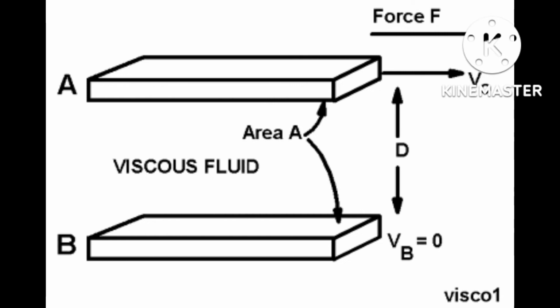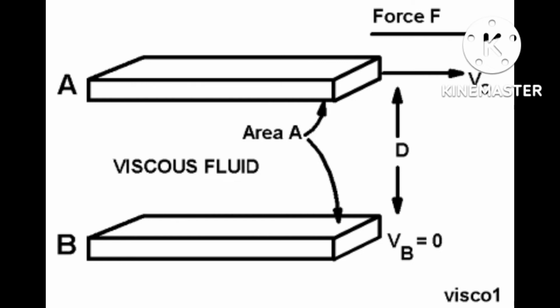Then F is equal to eta into 1 into 1. Then F is equal to eta. It means eta is also a force. Then the viscosity coefficient is the force when velocity gradient is unity and the area of contact is unit area. Thus eta is a measure of viscosity.